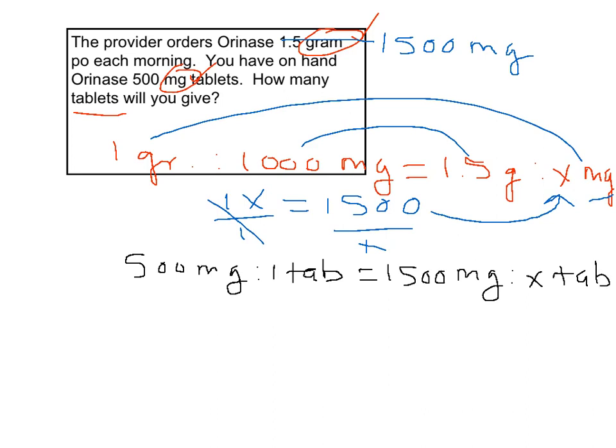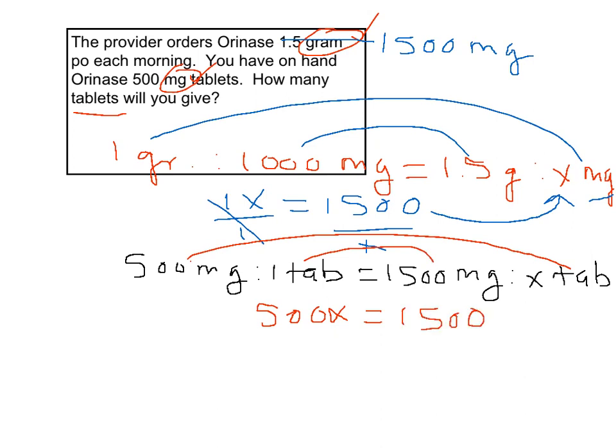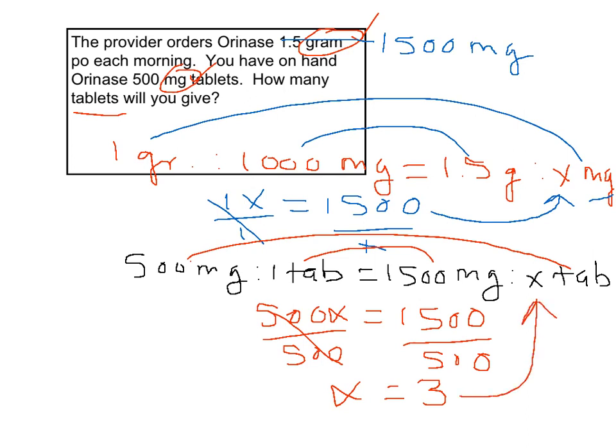Using our same system from before, multiply outer, and you get 500x. Multiply inner, and you get 1,500, because 1 times 1,500 is 1,500. Okay, now we need to isolate the x. So divide both sides by 500. Cross these off. X equals 3, because 1,500 divided by 500 is 3. 3 what? 3 tablets.